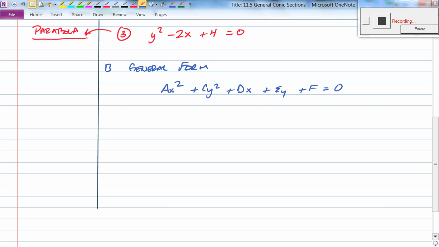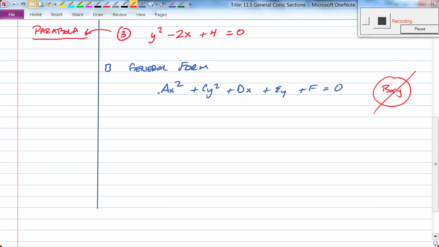Now, you'll notice that there's no B, right? There is no Bxy term. When you get to pre-calculus, there will be a Bxy term, and that Bxy term allows you to rotate conic sections at a certain angle. But for ours, there aren't any, so we don't have to worry about it, because our conic sections are just up, down, left, and right. That's why there's no Bxy term.